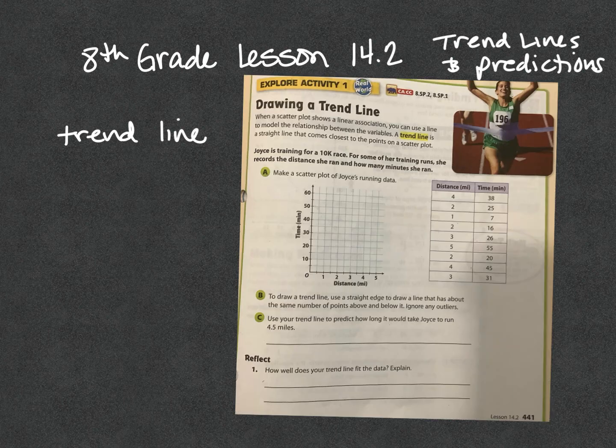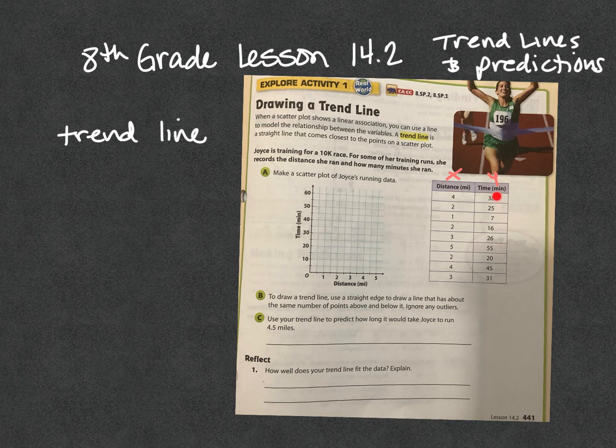Okay, so we have the story of Joyce training for a 10K race. For some of her training runs, she records the distance she ran and how many minutes she ran that. So here's her distance in miles, and this is how long it took her to run those. Remember, that's bivariate data. There's two pieces of data to this. To get my scatter plot, there's my two pieces of data. We'll call that X and Y, two variables. And we're just going to graph it.